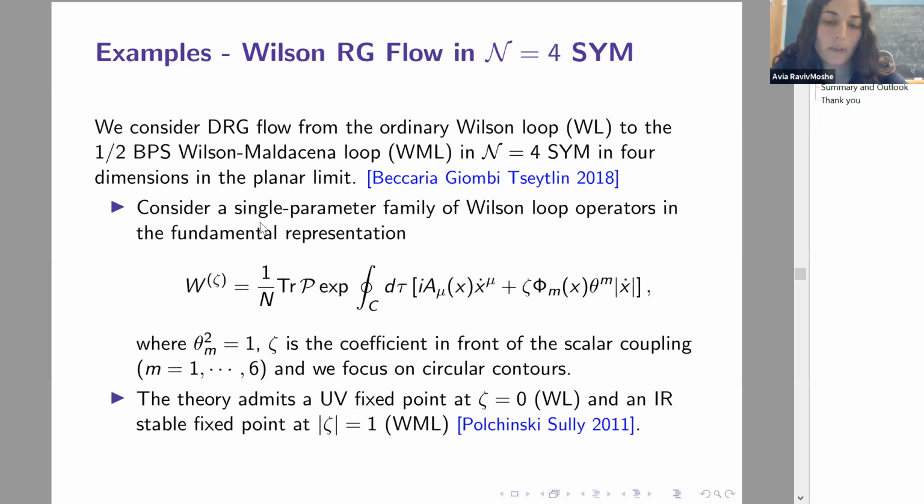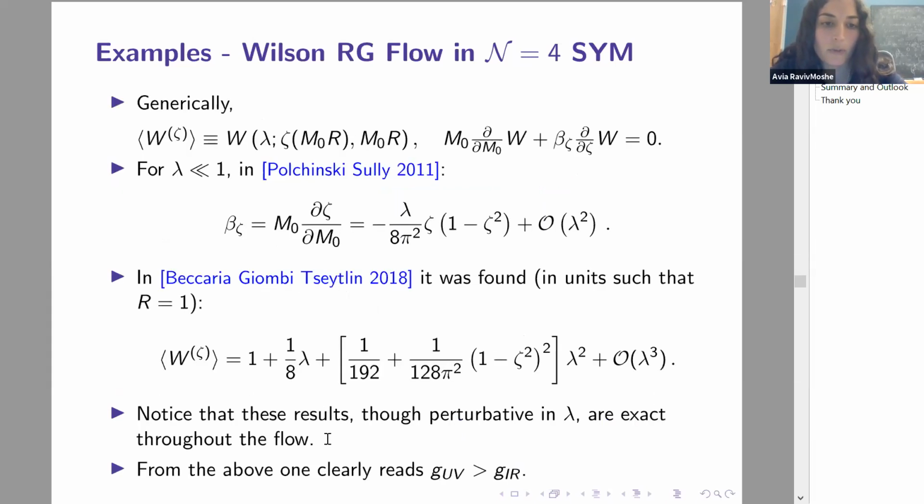So we consider a single parameter family of Wilson loop operators in the fundamental representation. The operators are given by this expression, where theta M squared is 1, and zeta is the coefficient that sits in front of the scalar coupling. M runs from 1 to 6, and we focus on circular contours. Now, this theory admits a UV fixed point at zeta equals 0, that's the Wilson loop, and an IR stable fixed point at zeta equals 1, that's the Wilson-Maldacena loop. This was discovered in the paper by Polchinski and Sully. This flow was proposed there.